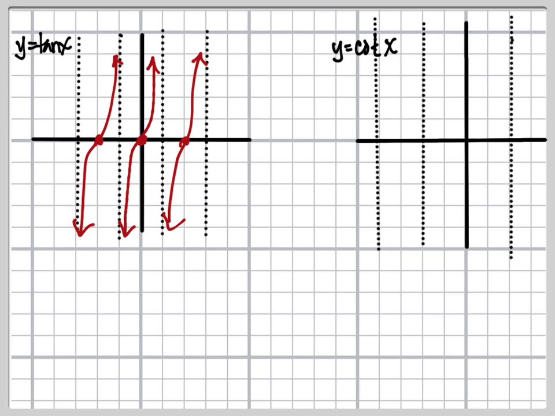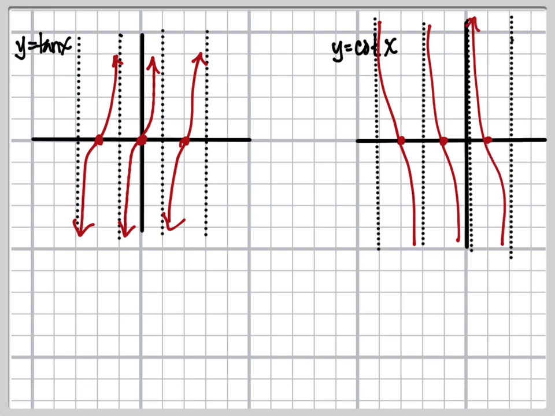I'm trying to draw it to the left of this a little bit. There's one right on the y-axis. I'm trying to draw it a little bit to the right so you can see it. But the graph, instead of increasing from left to right like the tangent graph does, it has x-intercepts halfway in between each of the asymptotes. But instead of increasing from left to right, it actually decreases. So it goes like this. Okay, all good so far?